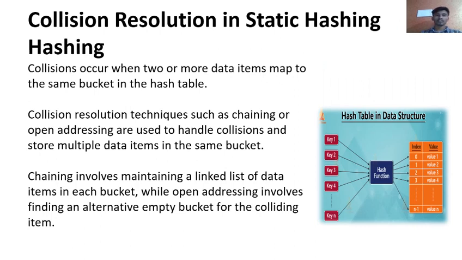Collision resolution in static hashing. Collisions occur when two or more data items map to the same bucket in the hash table. Collision resolution techniques such as chaining or open addressing are used to handle collisions and store multiple data items in the same bucket. Chaining involves maintaining a linked list of data items in each bucket, while open addressing involves finding an alternative empty bucket for a colliding item.